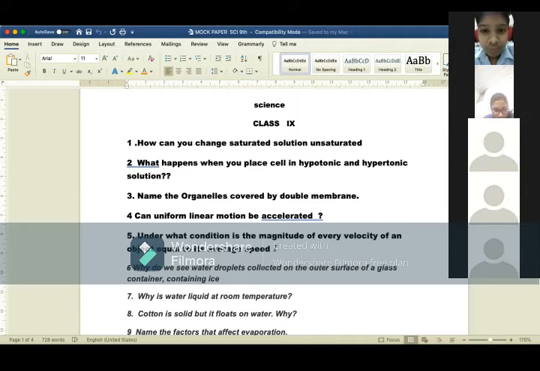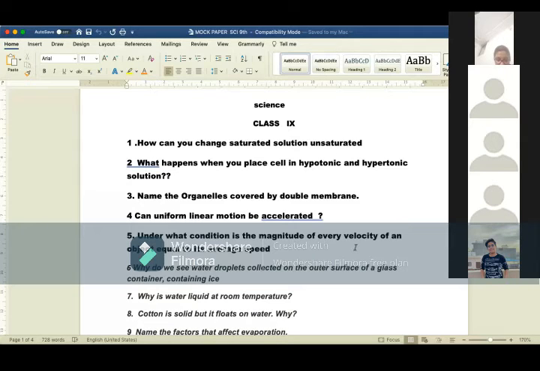If the object is moving, showing linear motion, isn't it? Yes or no? Yes, ma'am. If the object is traveling along a straight path, yes, its magnitude will remain the same as the velocity. So you should write down that properly in proper scientific language.